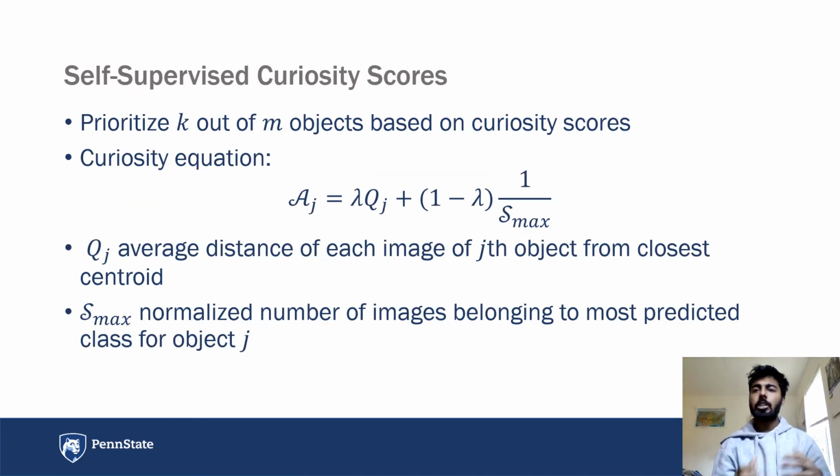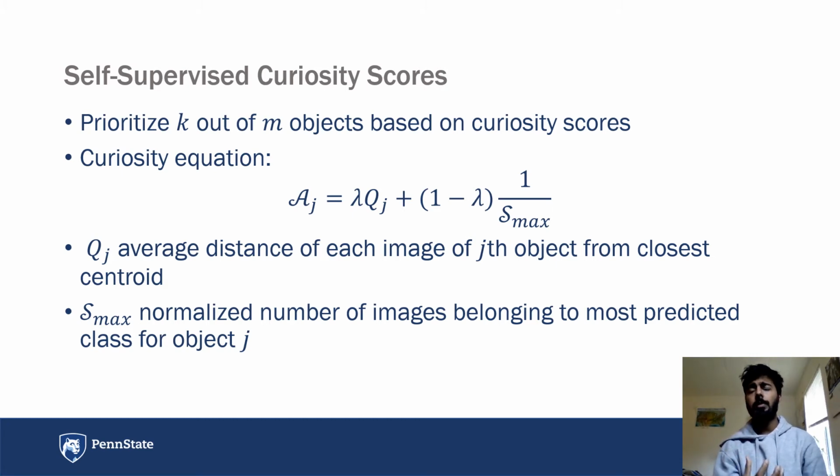So for finding the curiosity scores for any new object, we present a self-supervised system in which the model uses the previously learned centroids by CBCL-PR. So assume the model gets m unlabeled objects, and it has to get the label of k less than or equal to m objects. And each object has multiple images taken from different views.